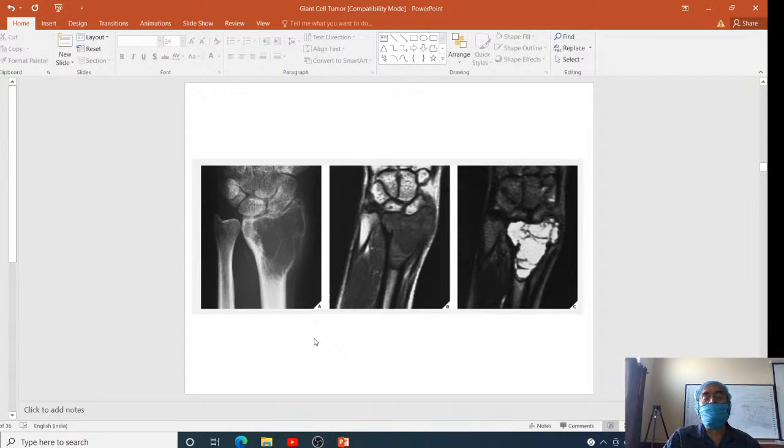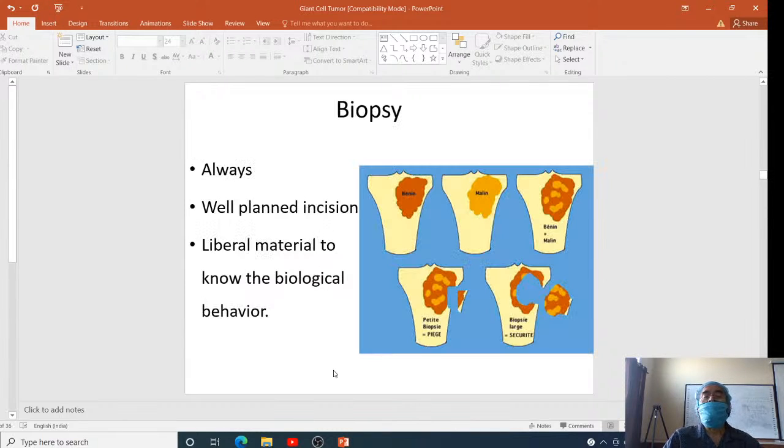First, you examine the patient. While examining, take the history and the clinical examination, then the radiological examination, then you go for the scans. So unless you have everything, you don't put your knife, at least for incisional biopsy or for excision biopsy. Biopsy always. Any tumor, anywhere, the gold standard is biopsy.